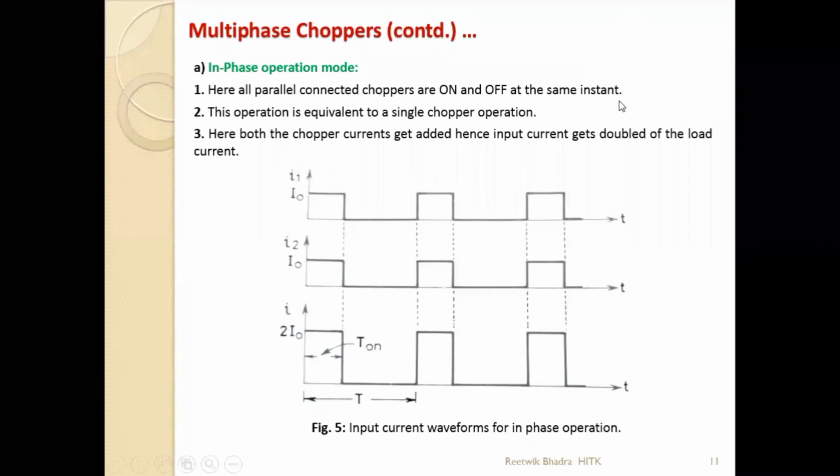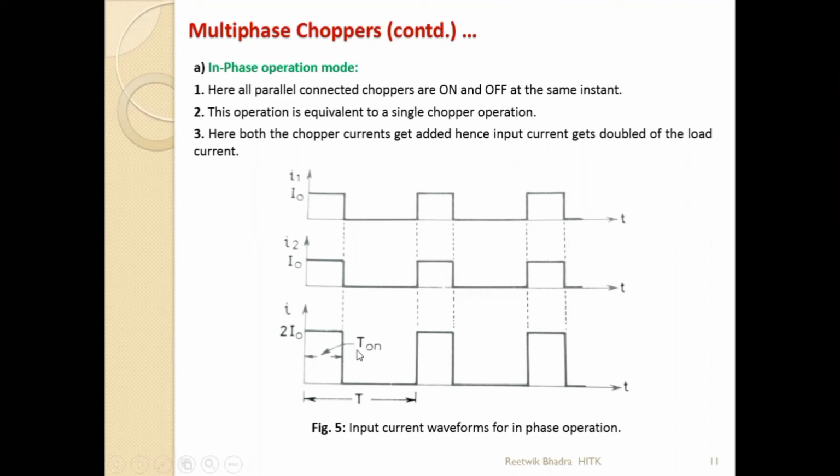So this is basically equivalent to a single chopper operation. The whole circuit behaves as one single chopper. CH1 doesn't operate separately, CH2 doesn't operate separately. So I can think of the whole circuit as one single chopper. That's what my second point says: this operation is a single chopper operation. Now the third point we'll discuss from this figure.